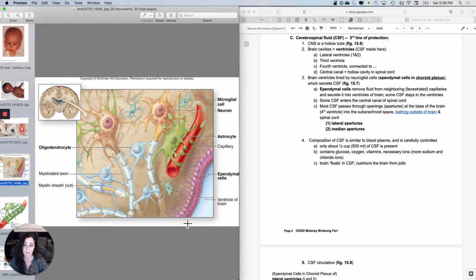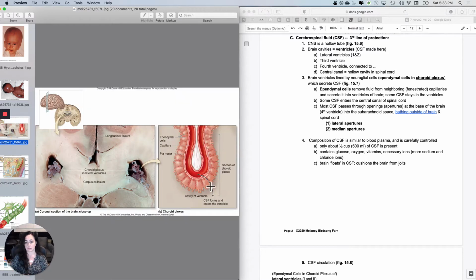And what they're really going to do is they're going to kind of pull fluid, solutes, nutrients, ions from the bloodstream, and they're going to pull all of the best stuff, and then they're going to dump it into the ventricles of the brain. So let me show you a couple of different ways of looking at that.